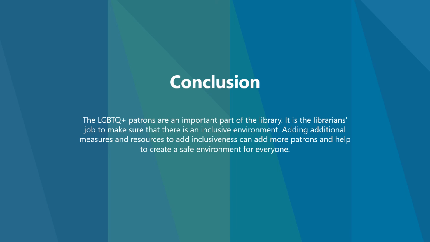So, in conclusion, the LGBTQ plus patrons are an important part of the library. It is the librarian's job to make sure that there is an inclusive environment. Adding additional measures and resources to add inclusiveness can add more patrons and help to create a safe environment for everyone, because honestly, that's what we're trying to do as librarians, try to create a really safe space for anybody to be able to go and find resources to help them feel better, and to provide a space where they can feel like themselves.